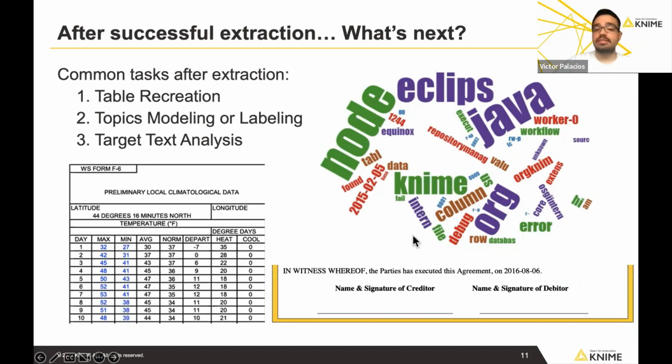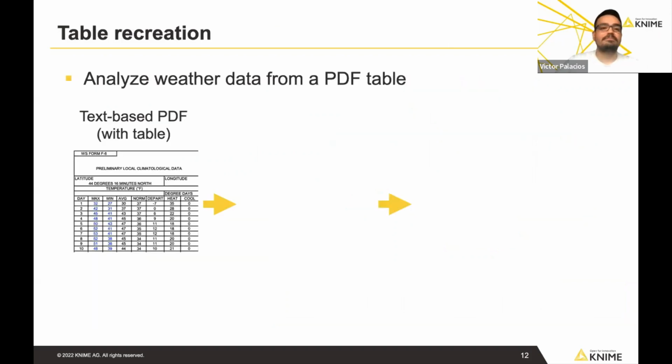There's also target text analysis, where we will simply look through the text, and we're looking for, for instance, a date or an amount paid. And we know that there's a pattern in my data, but we don't always know where it will be in the data, but we know there's a format for it. So I can perform target text analysis, which we'll talk about later in the Regex section. So let's talk about table recreation and topic modeling and labeling.